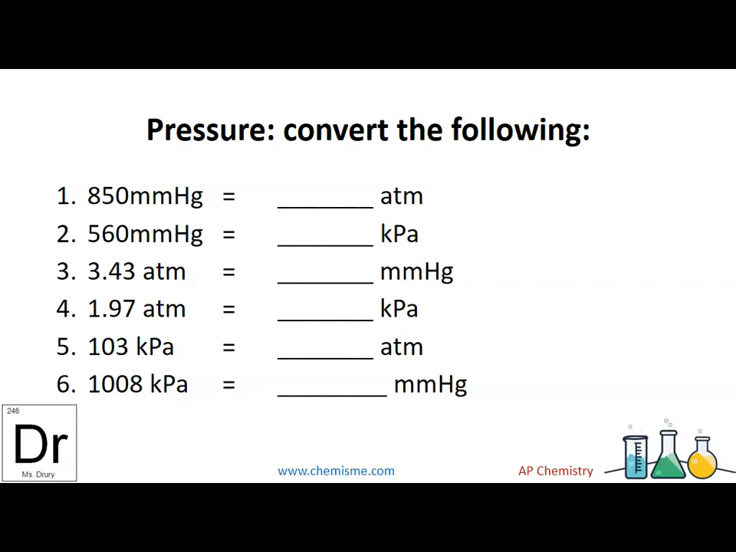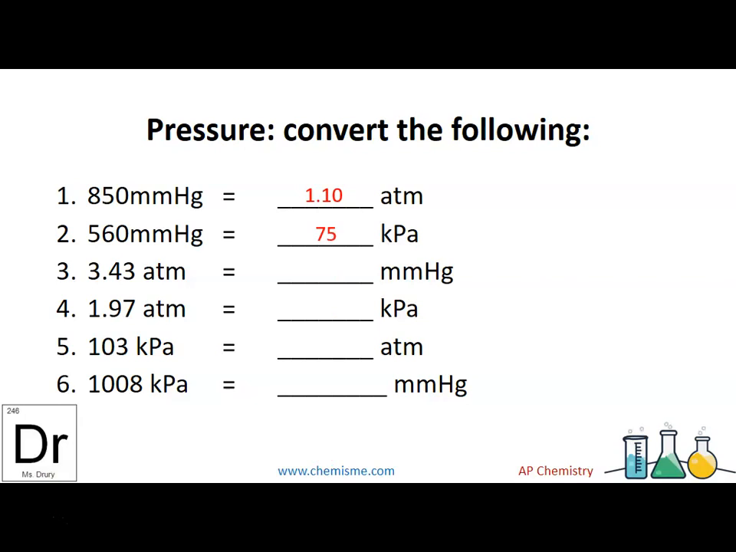If I was given 850 millimeters of mercury, I would divide by 760, and atmospheres is just a 1, so I would get 1.12. I would take time right now to pause the video and see if you can get the others before I go over them. Again, in number 2, I would divide by 760, but multiply by 101.3 so that I can get kilopascals.